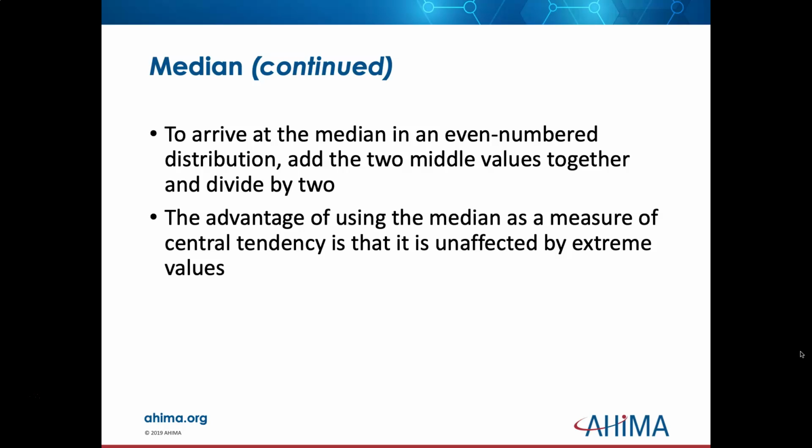The advantage of using the median as a measure of central tendency is that it is unaffected by extreme values. So you can see here, where you want to use numbers that are all together for mean or average, if you have those outliers, it's better to do the median to find the middle. Because as we know, with mean and average, those outliers skew that number.